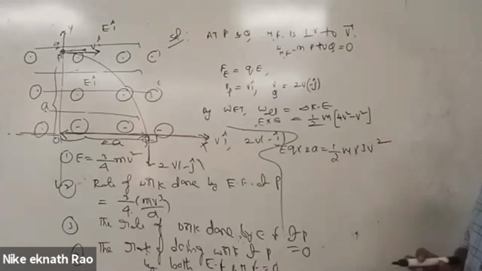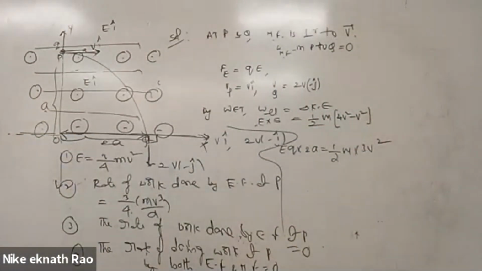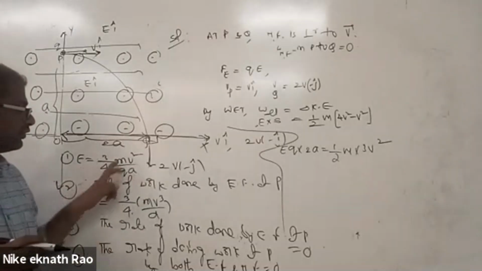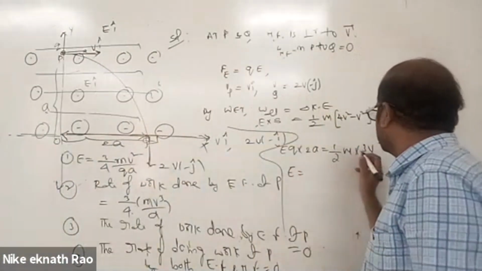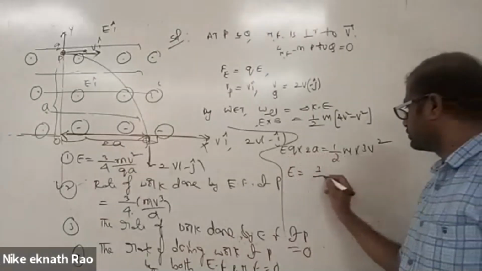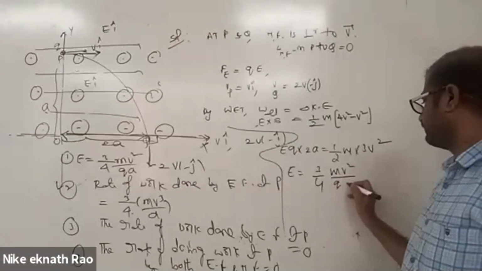Yes, right. Or Q into E directly, no? It is asking for the electric field magnitude. So we are getting it in terms of charge. By the question, option A is 3 by 4 mv square by QA. Now we want the value of E. This is equal to 3 by 4 mv square by QA.